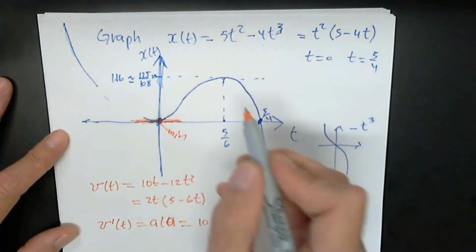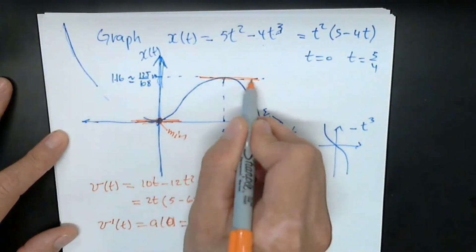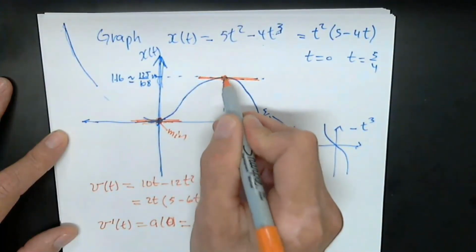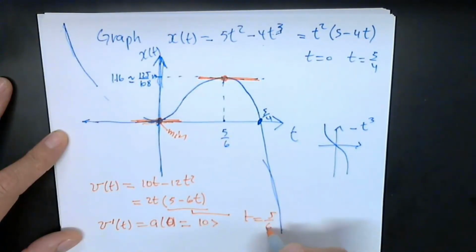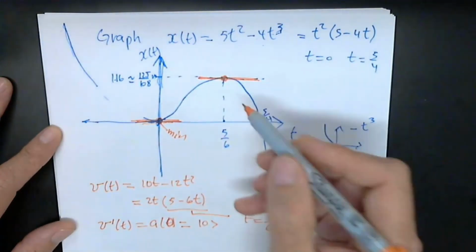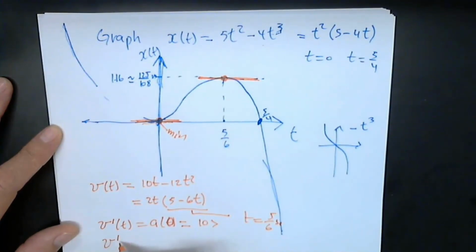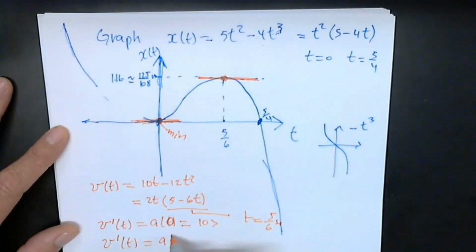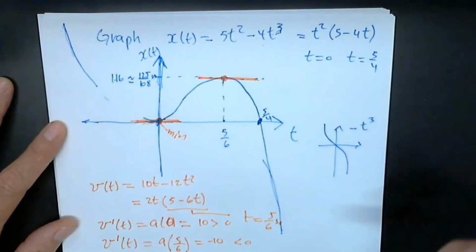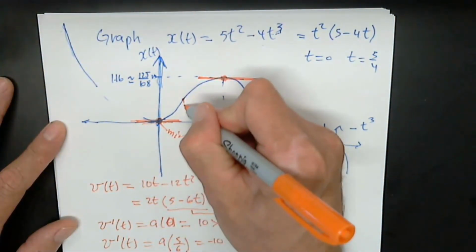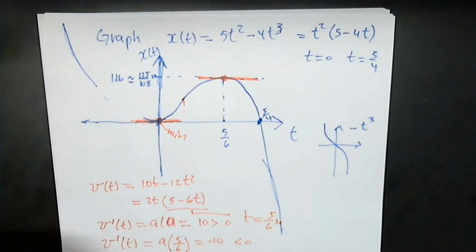And this is the maximum that the problem was asking about, when t is 5 over 6 seconds, is a maximum. We know it's a maximum because the derivative of the velocity, which is the acceleration at 5 over 6, we got negative 10, which is negative. So we know it's a maximum. So what do you think happens over here? This over here is what is called an inflection point.